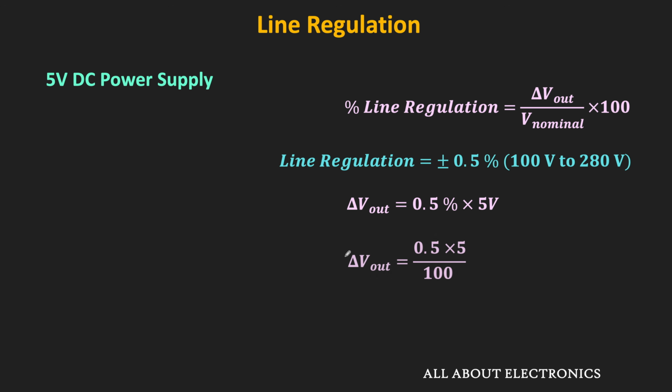And if you calculate the value, then that will come out as 25 millivolt. So if we consider the plus minus 0.5% variation, then the change in the output voltage will be equal to plus minus 25 millivolt. So we can say that the change in the output voltage will be from 4.975 volt to 5.025 volt. And in fact, that is a very good line regulation. So for the power supplies, typically this line regulation is mentioned in the percentage.